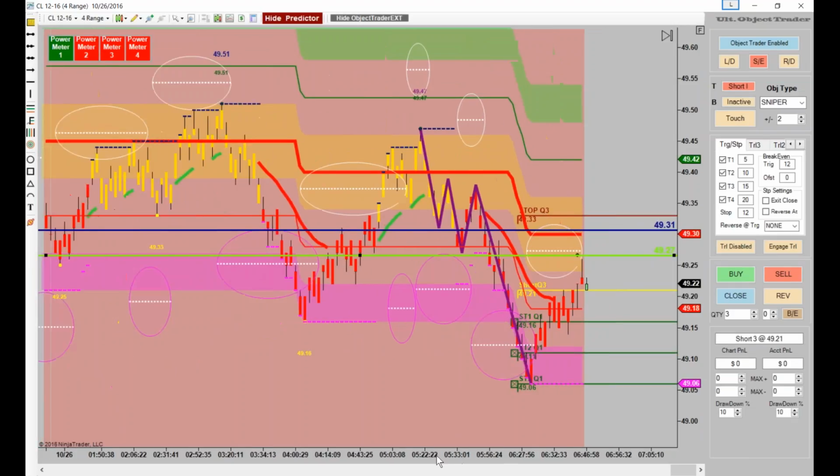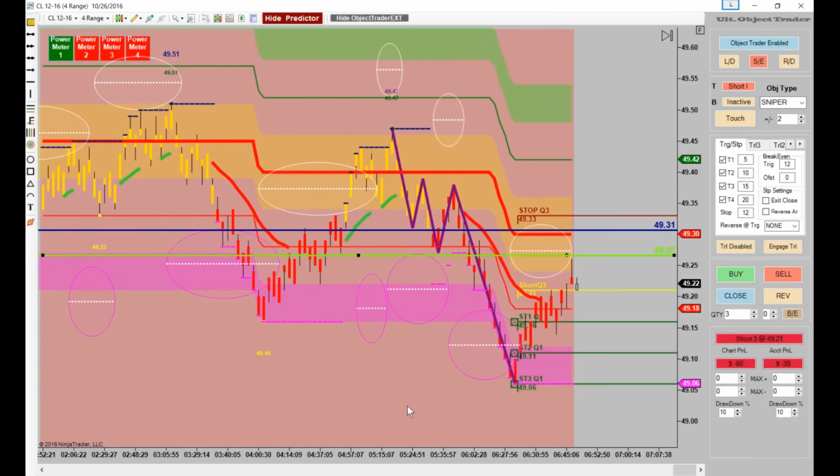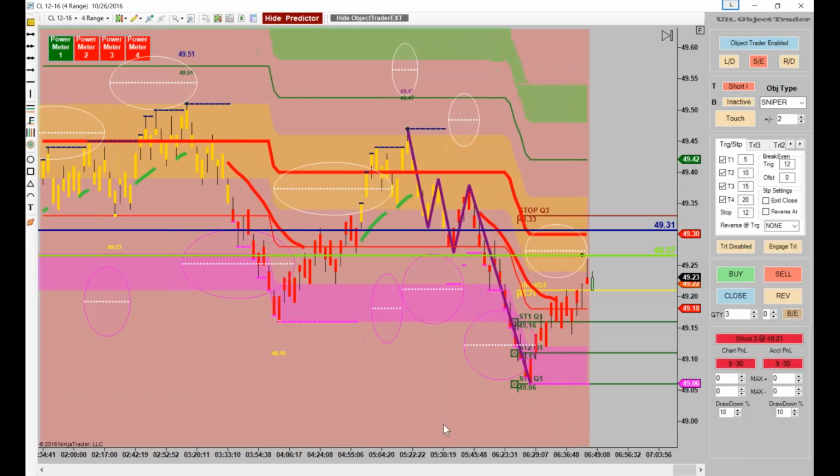I'm going to go ahead and fire it. Sometimes Market Replay does not fire on Object Trader. It does on my charts, though. All right, so I'm in. All right, am I feeling a little bit of heat?